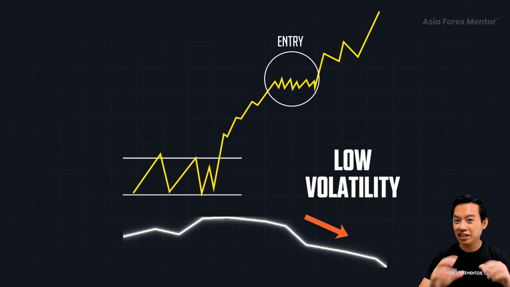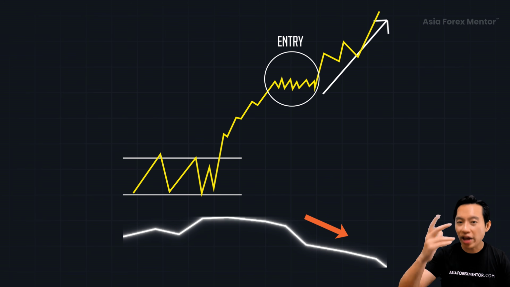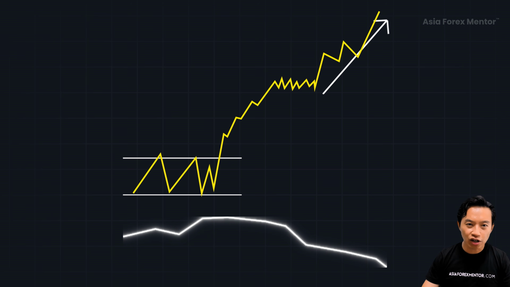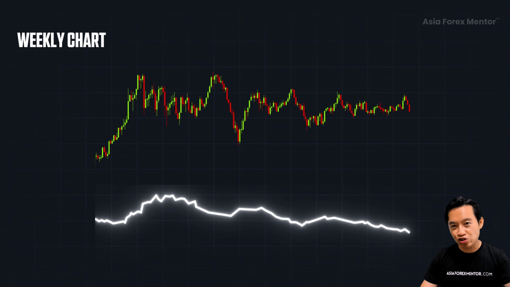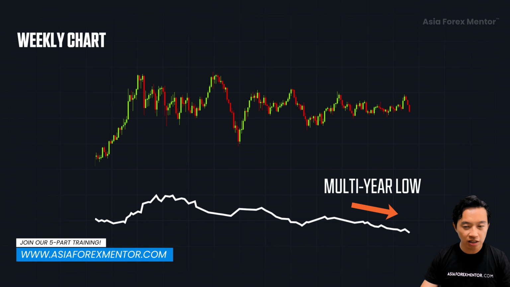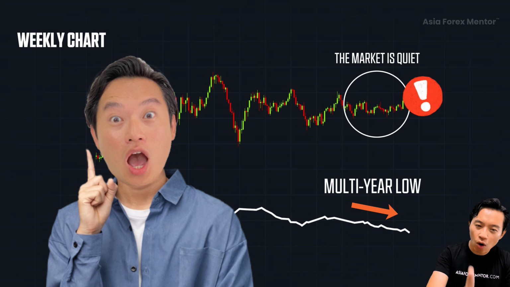This low volatility period, it means what? A big move is coming, a larger trend, or a wave that you can catch and ride. Let's take a look at this example. On the weekly chart, you will notice that the ATR line is dropping down to a multi-year low, right? So when the ATR is at a multi-year low, the market is too quiet. Exactly when you should now pay attention.